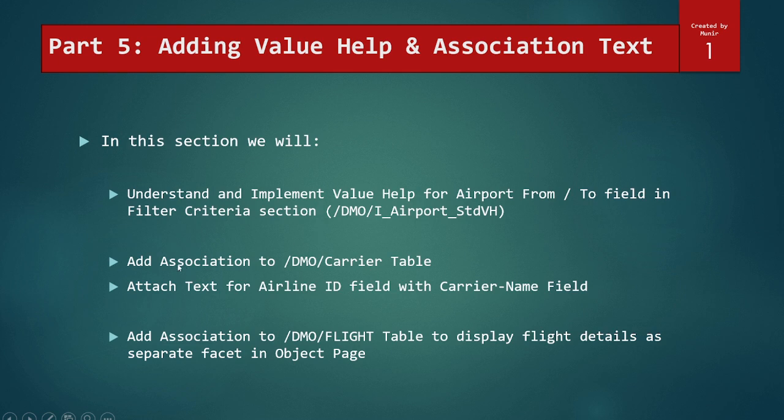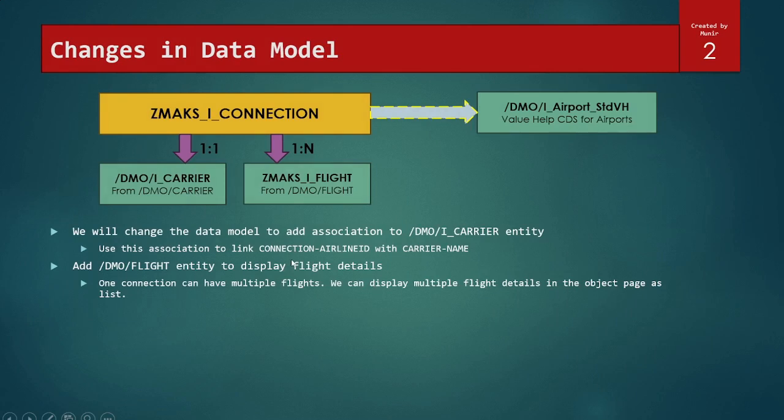To add the text, we can add the association of a carrier table and attach the carrier name field in order to get the text and assign it to our airline ID. Similarly, we will also do an association to the flight table to display the flight details as a separate facet in the object page. In order to achieve this, the changes we have to do in our data model will be like this. So we already have our connection entity.